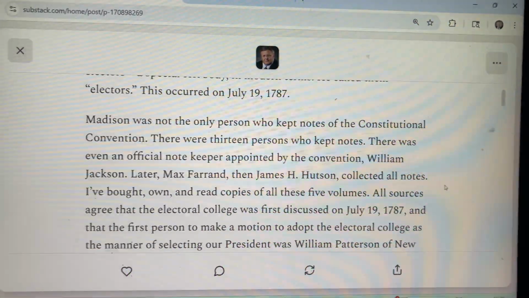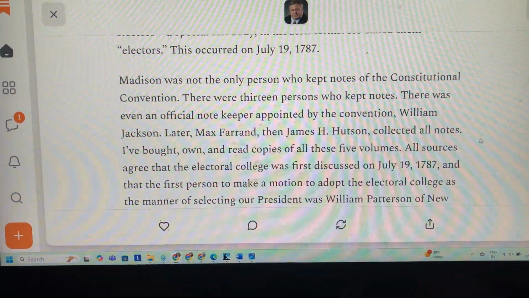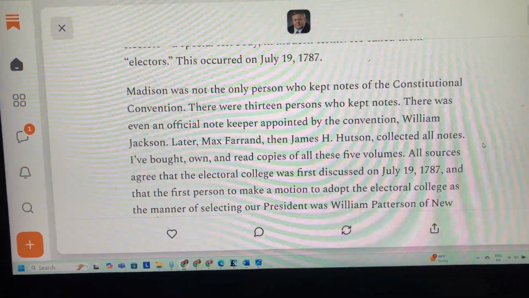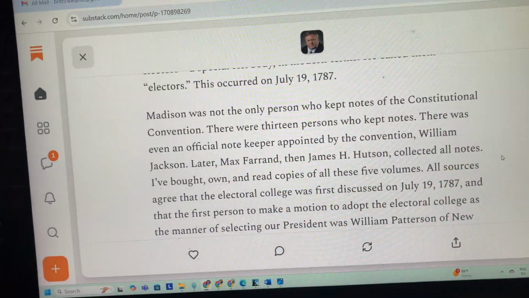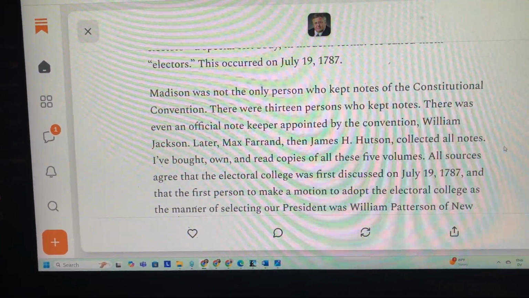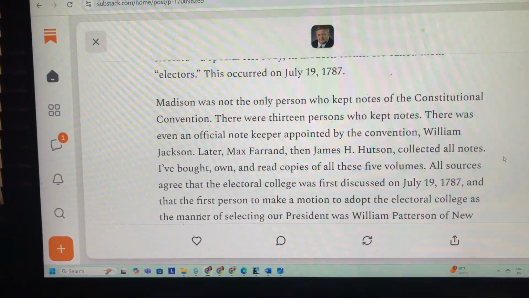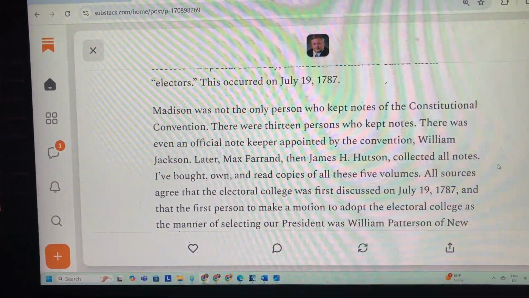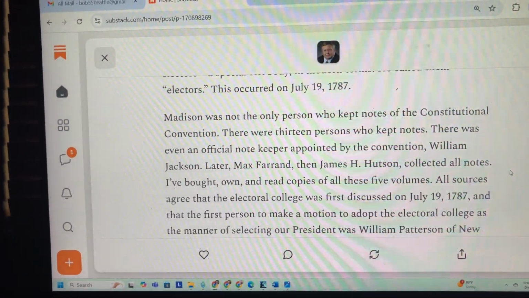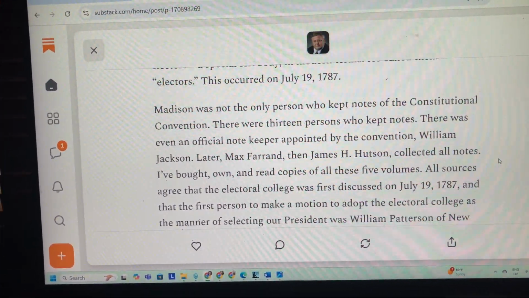Now, how do I know that? Well, there are notes of the convention. And Madison was not the only person who kept notes of the Constitutional Convention. There were 13 persons who kept considerable notes. Madison was the only one there every day and kept notes every day. But there was an official note keeper appointed by the convention, William Jackson. Later, Max Farrand put all these notes together. They ended up being in 4 volumes, and in more recent years, James Hutson collected even more notes, so there are 5 volumes.